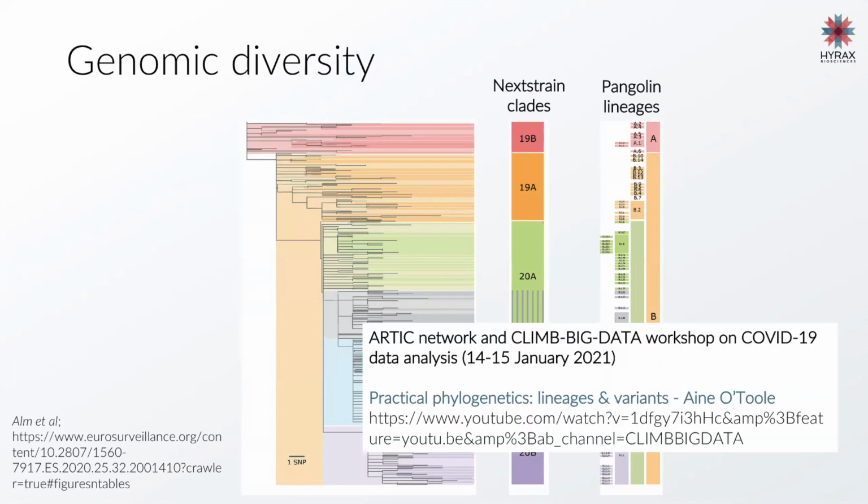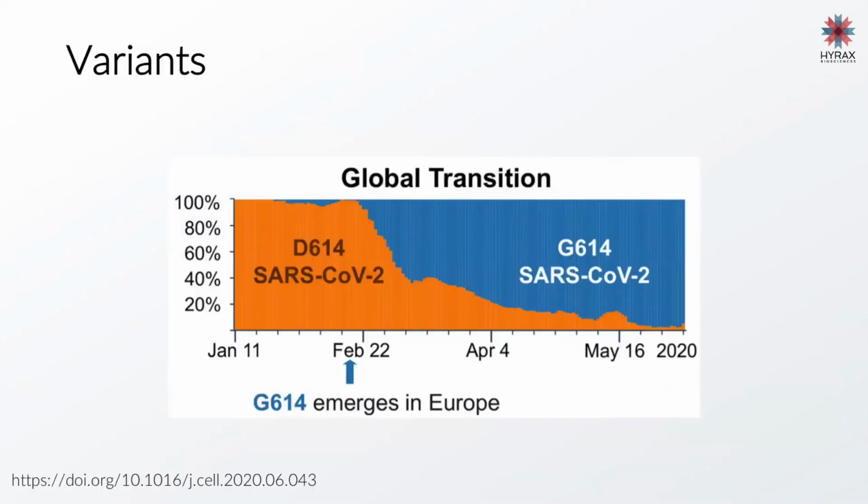And I would like to point you to a brilliant presentation if you want to dig deeper into the definitions of clades and lineages, which was part of the Arctic Network and CLIMB Big Data workshop in the middle of January. The final point that I want to mention are variants. So individual mutations or constellations of mutations can impact biological phenotypes, such as transmissibility or infectivity. So for example, as shown here, and which was one of the first variants that made global news, is D614G, which is in the spike protein.